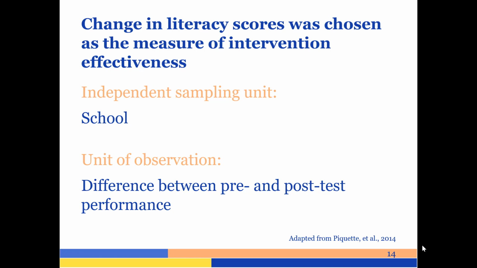So the independent sampling unit is the school, as they are independent of one another, and the researchers randomize whole schools into treatment and control groups. The unit of observation is actually 2 levels below that, which is the difference between pre and post test scores for individual children. And the actual statistical analysis involves taking an average of the kids in a classroom and then the kids in a school to get scores for the independent sampling unit.